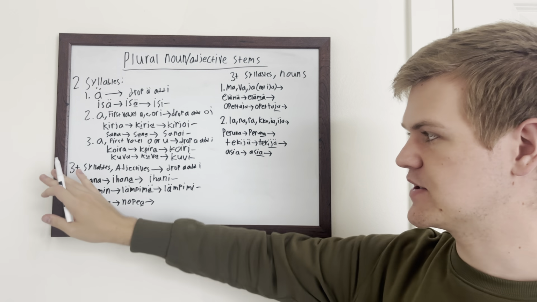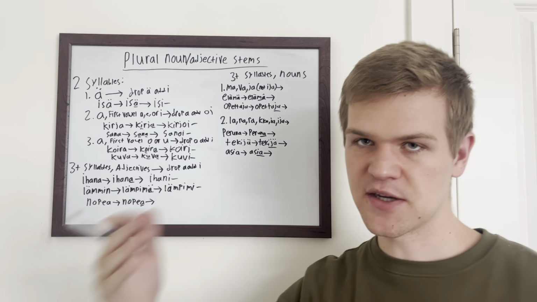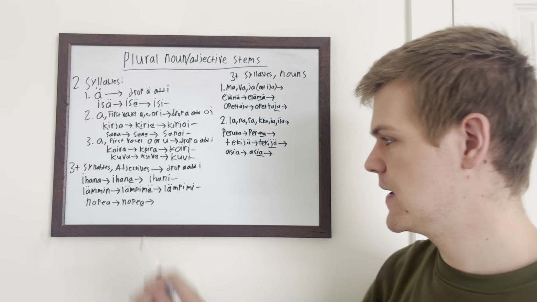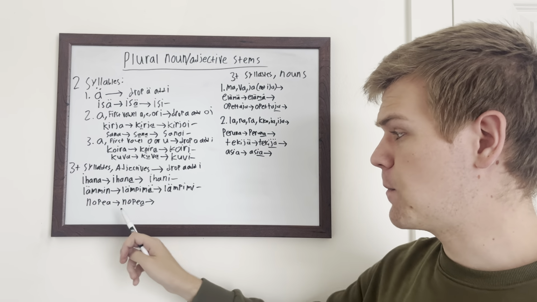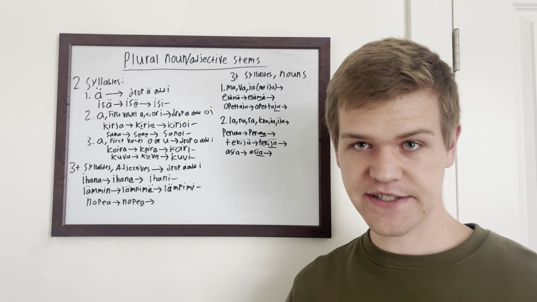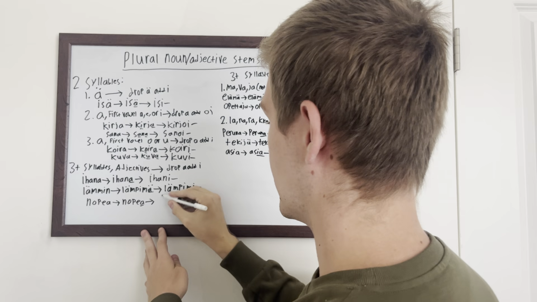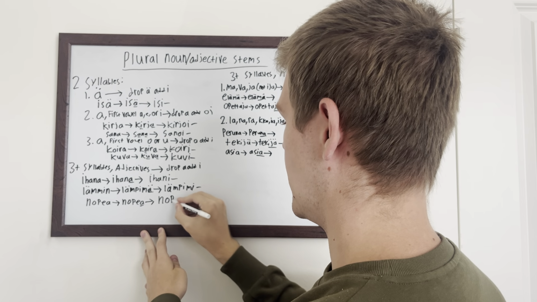And also I should mention that when it's more than two syllables, we're not going to distinguish between the ä with the dots and the a without the dots. That's only with two syllables. The last one, nopea, which is fast. Again, it's an adjective, so we can just get rid of the a and add i, nopei.